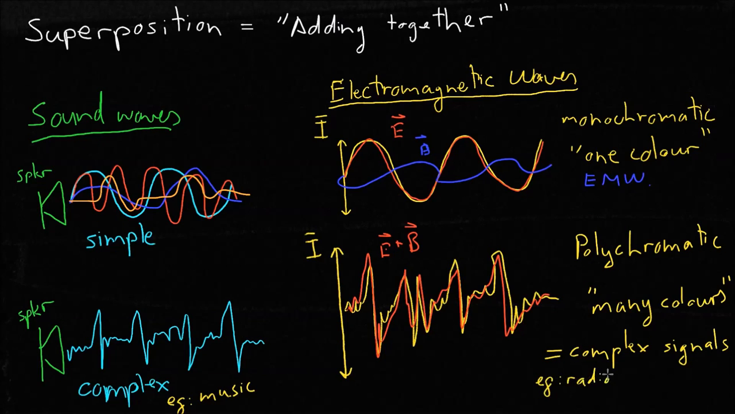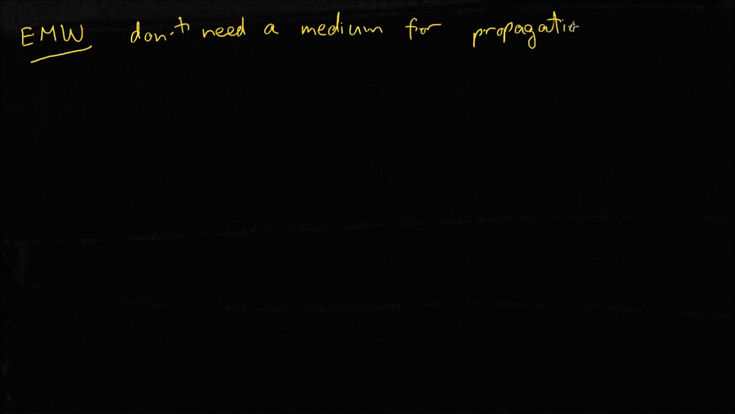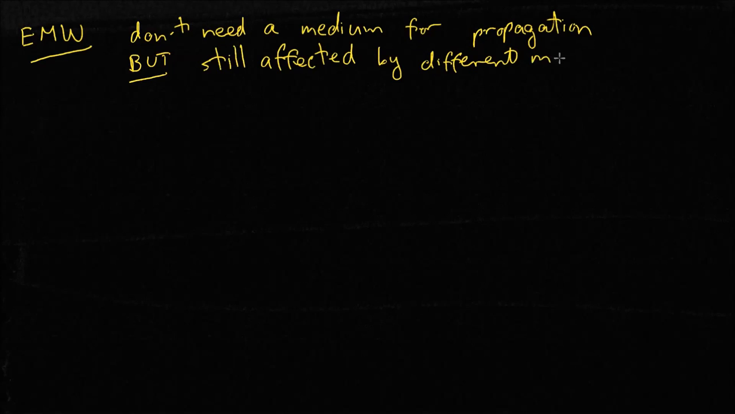So if we go back to sound, our example is music, whereas for electromagnetic waves, our example would be a radio wave that carries music on it. Now, even though we said that electromagnetic waves don't need a medium for propagation, such as sound needing air, we still have to be aware that electromagnetic waves are affected by different materials. The properties of mechanical and sound waves also apply to electromagnetic waves.